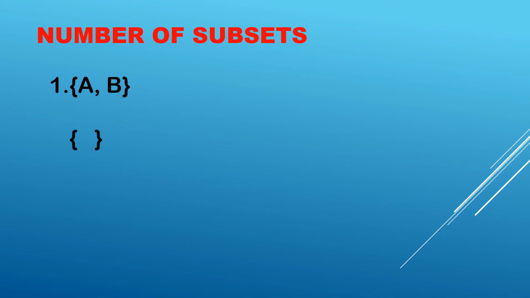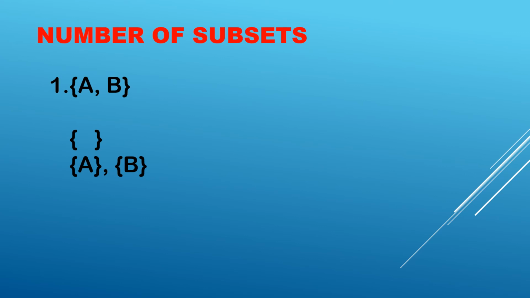First, we have an empty set. Remember, an empty set is always a subset of a given set. So, mag-start tayo lagi kay empty set. Next, okay, we have here single letter muna tayo. So, set A and set B.